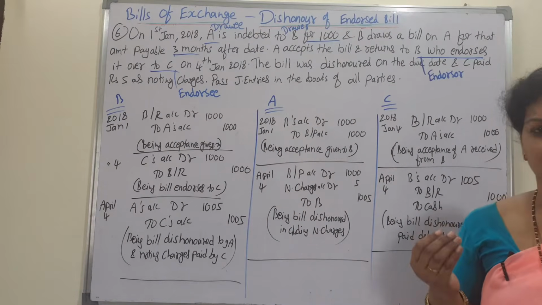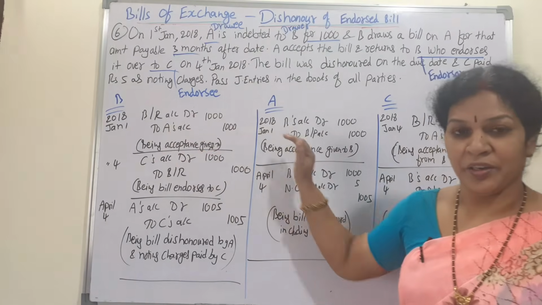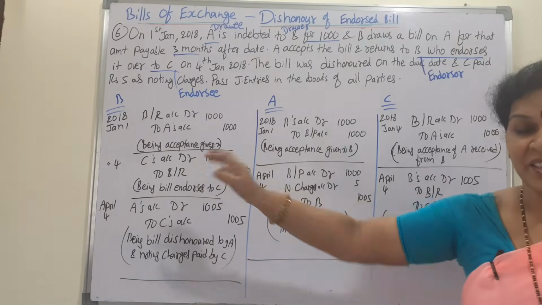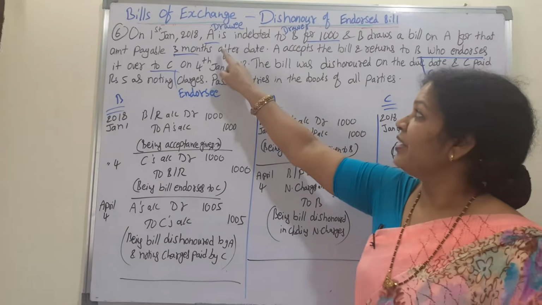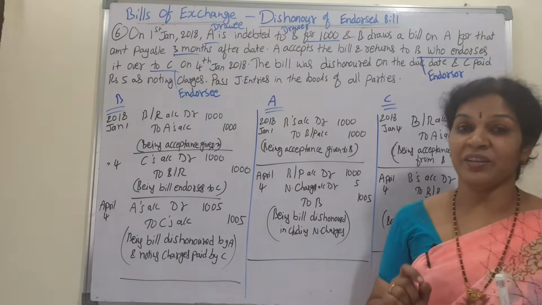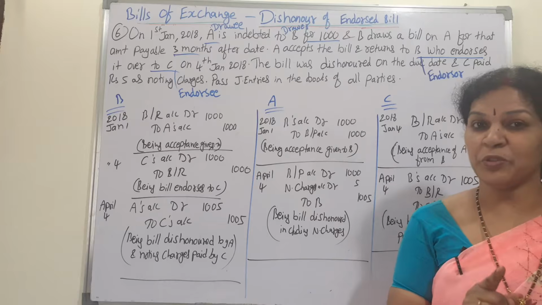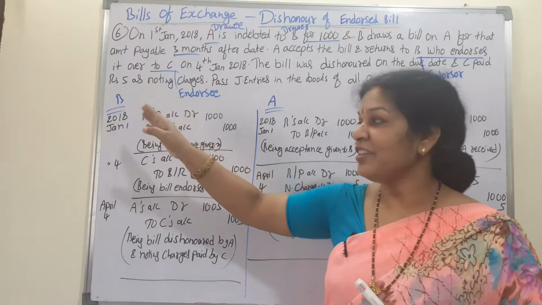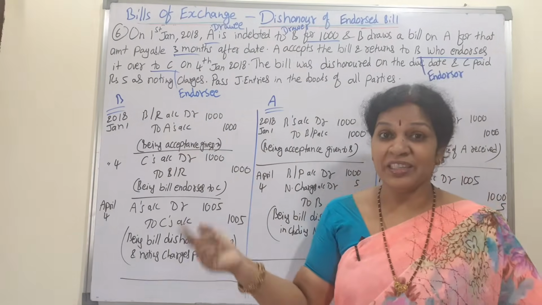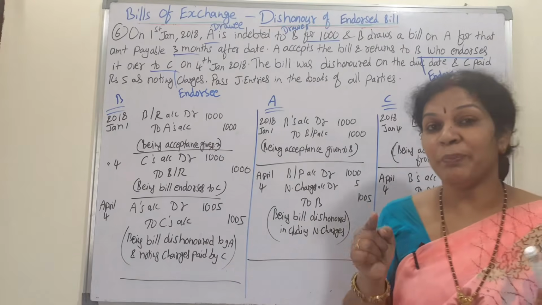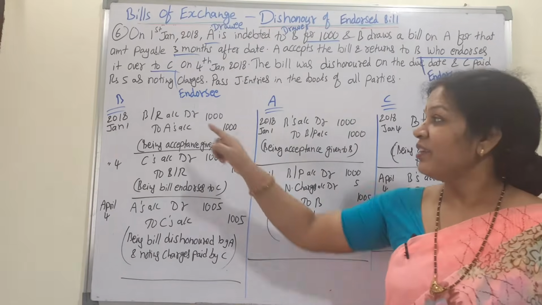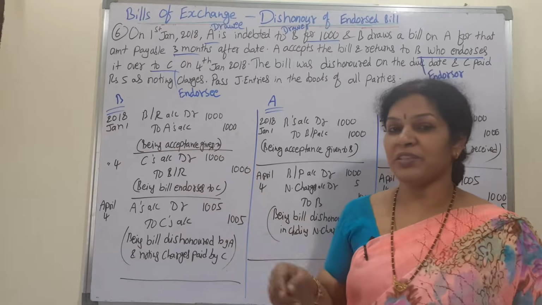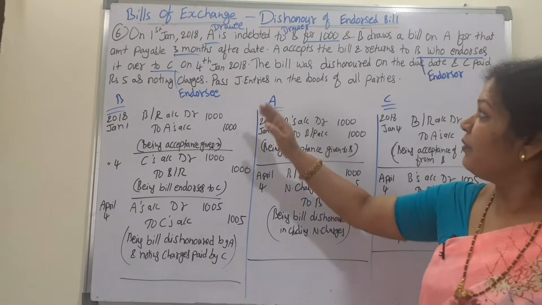All the parties means drawer, drawee, endorsee. When we take the endorsee, he is the endorser. Journal entries we will see. First entry: A is indebted to B for 1000 rupees. B is the drawer, in the books of drawer we are taking. A is indebted, so A is going to pay to B. So for B it is bills receivable. So bills receivable account debit to A's account. This is the entry on acceptance given by A.